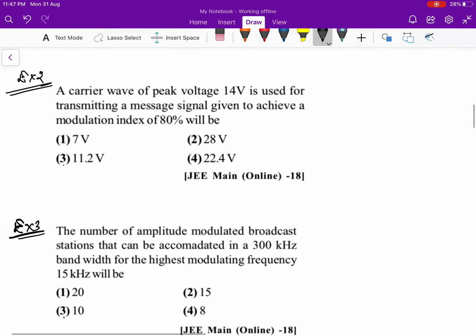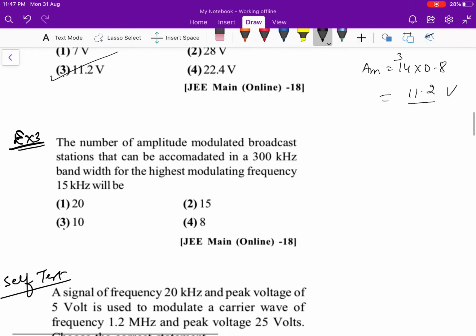Next one, carrier wave of peak voltage 14 is used to transmit a message signal to achieve a modulation index of 80%. So modulation index of 80% means that would be equal to what we told, AM upon AC. So what we have, AM upon AC, so AC is given 14, so AM would be 14 into 0.8. So you have that 14 8s that you can do, 8 4s are 32, 8 1s are 8, 11.2 volts. So go for option 3 here.